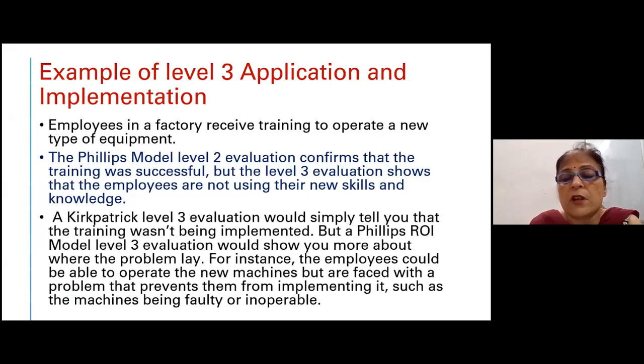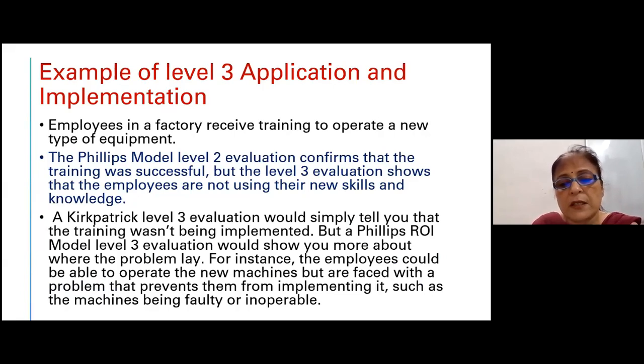Although they passed the training with flying colors, what happened? This is not clear to the organizational people. Now, a Kirkpatrick level 3 evaluation would simply tell you that the training wasn't being implemented. But a Phillips ROI model level 3 evaluation would show you more about where the problem lies.